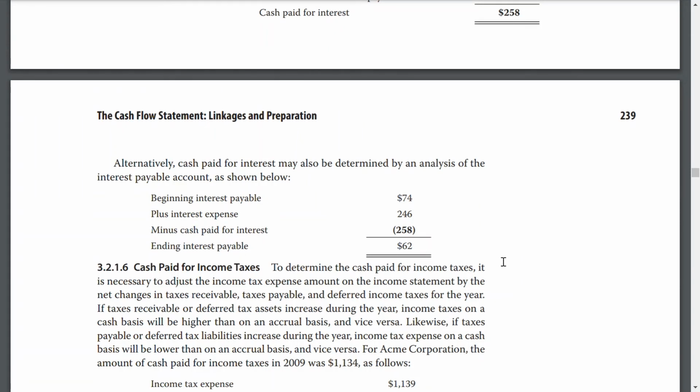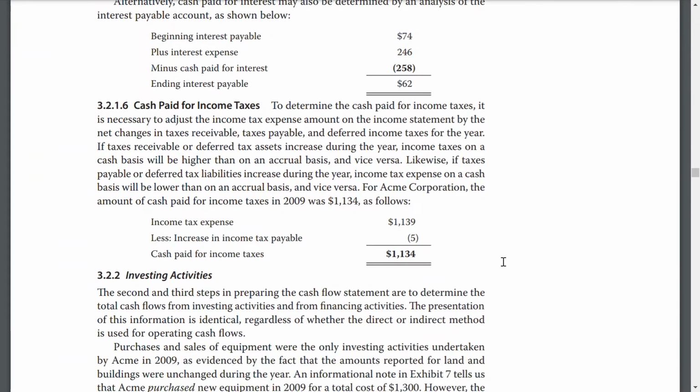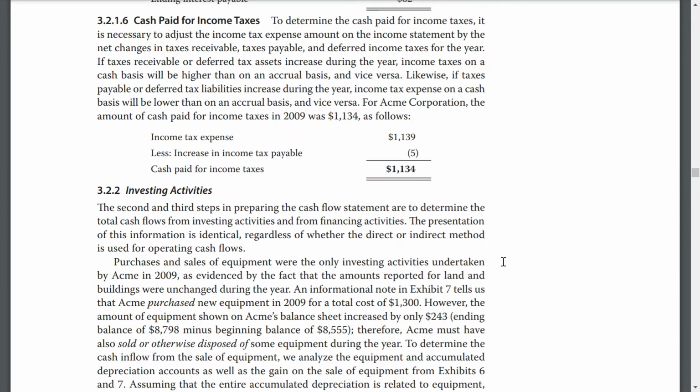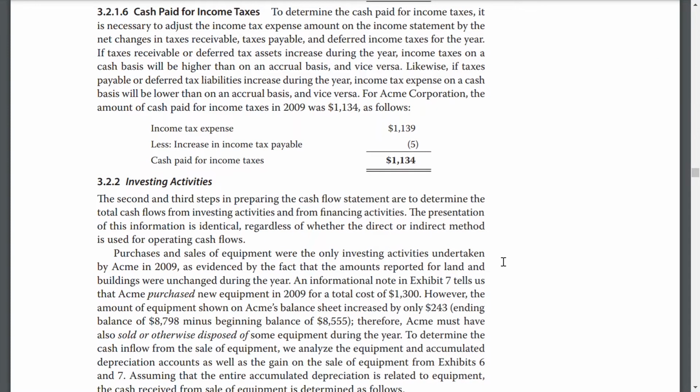Cash paid for income taxes. To determine the cash paid for income taxes, it is necessary to adjust the income tax expense amount on the income statement by the net changes in tax receivables, taxes payable, and deferred income tax for the year. If tax receivables or deferred tax assets increase during the year, income taxes on a cash basis will be higher than on an accrual basis, and vice versa.